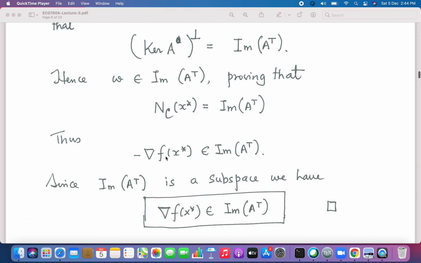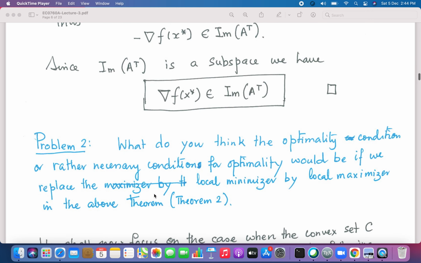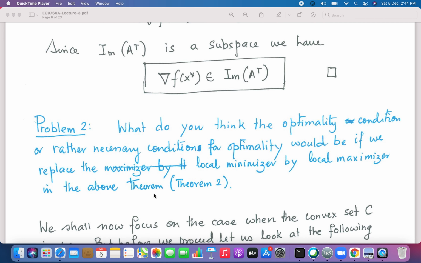Now minus grad f(x star) is an element of the image of A transpose by the first theorem, but the image of A transpose is a subspace. So if minus grad f(x star) is in the image of A transpose, then minus of that, which is grad f(x star), is also in the image of A transpose. Now, as I told you, this is a minimization problem, but the answer you get would be the same even if you replace x star with a local maximizer.